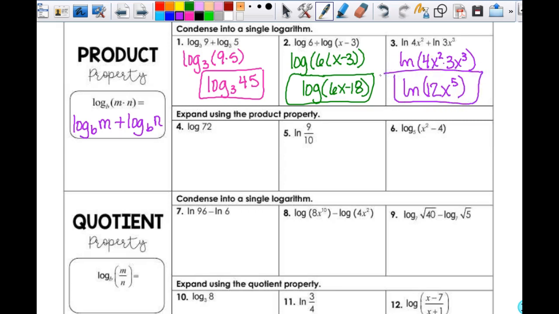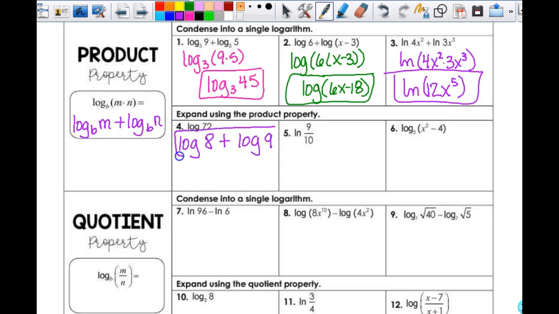Piece of cake? Yes. All right, so then log of 72, it says to expand them using the product property. So if I'm being specifically told that, if I wasn't told anything, then I wouldn't necessarily have to do anything, but I'm supposed to expand it using the product property, meaning that I have to take two things that are being multiplied here and split them up. So what are two numbers that multiply to give me 72? 8 and 9. So I can make this into log of 8 plus log of 9.